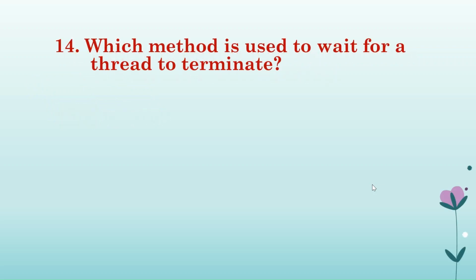Which method is used to wait for a thread to terminate? So we have a method called join. Whenever a particular thread has completed its task, it needs to wait for some other threads also to finish their job. So the join method is going to help in order to wait for a thread to terminate.